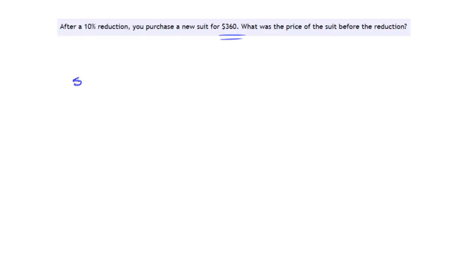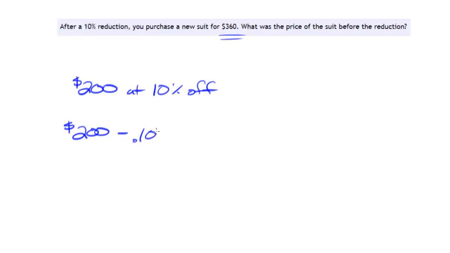Let's say we're buying something that costs $200 normally, and let's just use this same 10% off. How would we figure out what the price is? Well, what you do is you take your total amount, the $200, and you subtract the discount. In this case, the discount is 10% of 200. What this translates to is a $20 discount, leaving us with a sale price of $180.